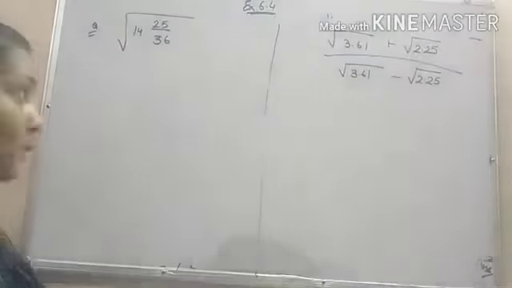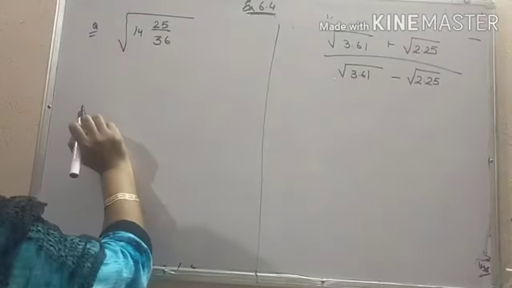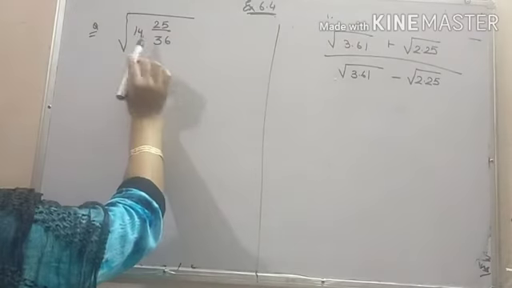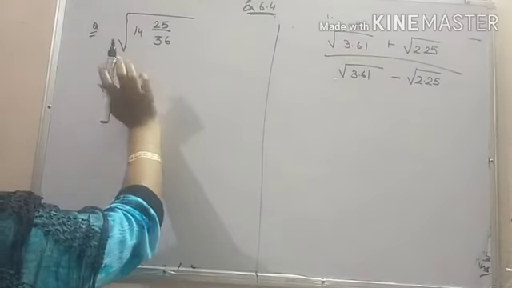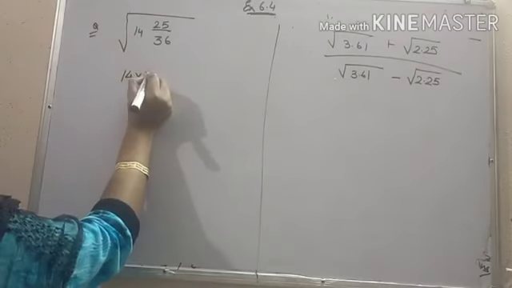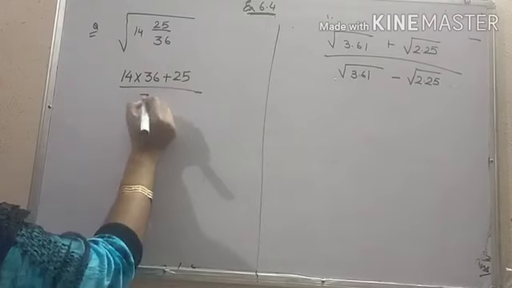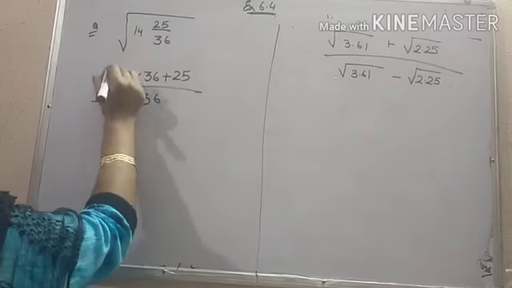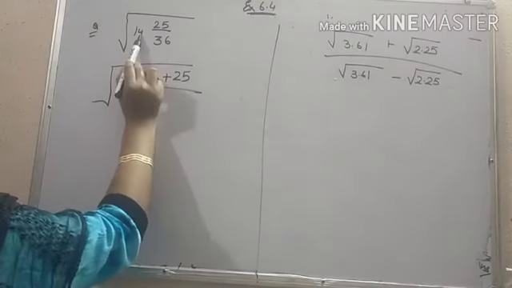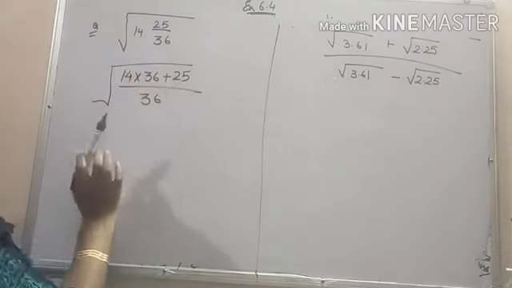A few more problems. Now when there is a mixed fraction and you have to solve it, what will you do? First of all, you will convert this mixed fraction into an improper fraction: 14 into 36 plus 25 upon 36. This is the only way to convert a mixed fraction into an improper fraction: you multiply the whole part with the denominator and add the numerator to it.